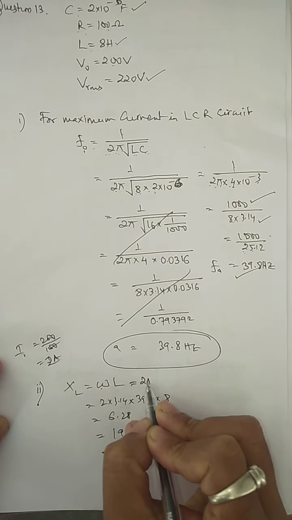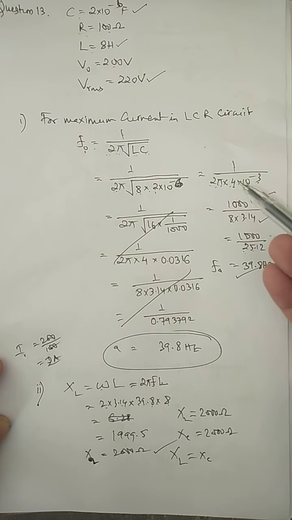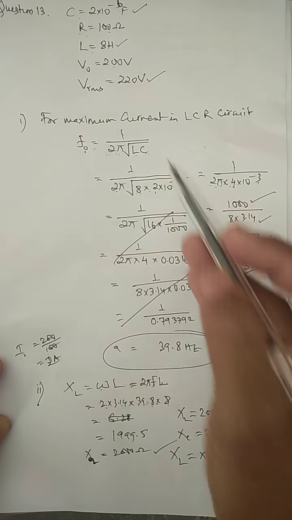1999.5 something like that, but we can round this value up to the whole number 2000 ohm. So this is XL, and the approximate value is 2000 ohm, which is the inductive reactance. But what is the capacitive reactance? 2000 ohm only. And do you know why the capacitive reactance is the same as the inductive reactance? Because XL equals XC, because we are dealing with this question under the electrical resonance condition, because for maximum current in an LCR circuit, XL equals XC.